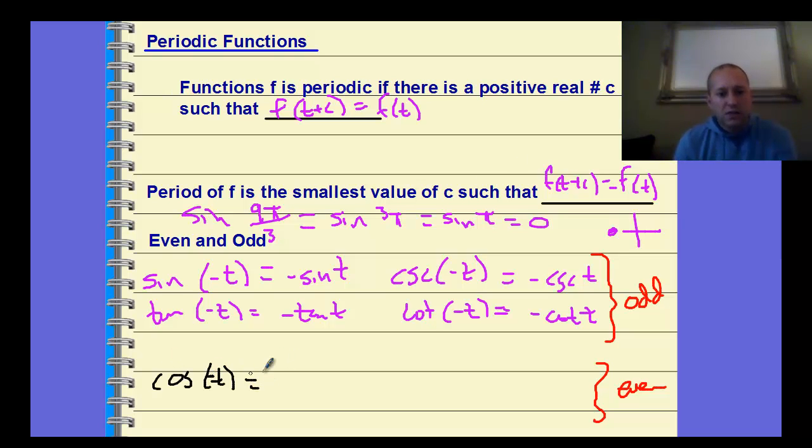The other ones are even, only 2 more left, and these are the ones we use more often. Cosine of a negative t is just cosine t, and the secant of a negative t is equal to the secant t. You plug in the negative value, you still get the positive function back. The negative angle gives us the same as the positive angle. Those are some properties or identities that we're going to use to help us simplify. So that is it for 4.1 and 4.2.